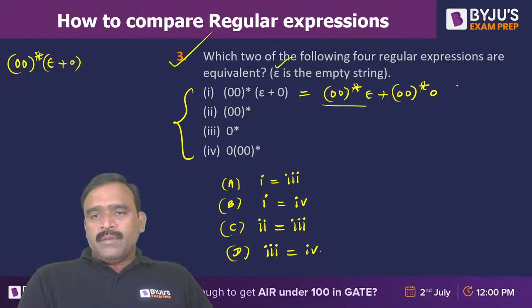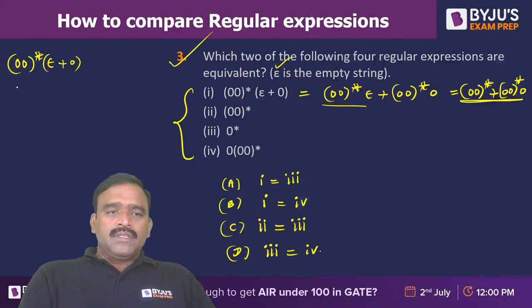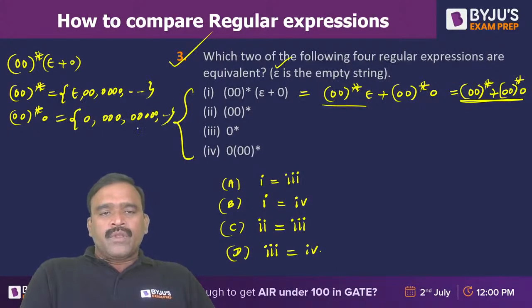(00)* followed by epsilon is nothing but (00)* only, or (00)* 0. So this is nothing but the union of even zeros and odd zeros. Because this (00)* will provide only an even number of zeros, something like epsilon, 00, 0000, like this. And (00)* followed by 0 will give you a single zero, triple zero, five zeros, like this. So when you take the union, you will get all zeros. So that is equivalent to 0*, all zeros.